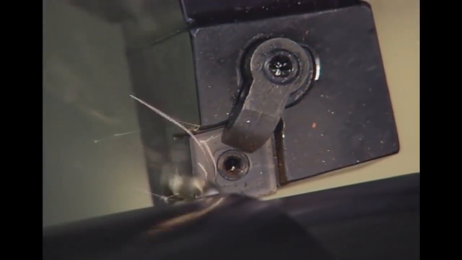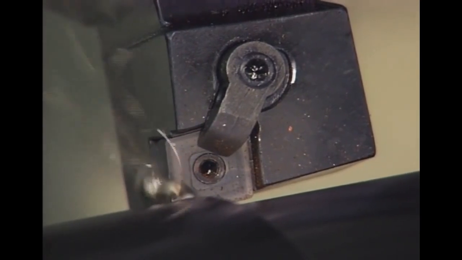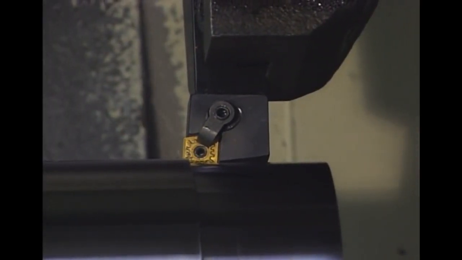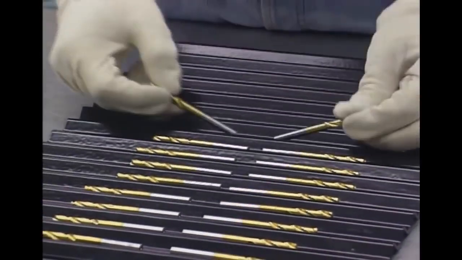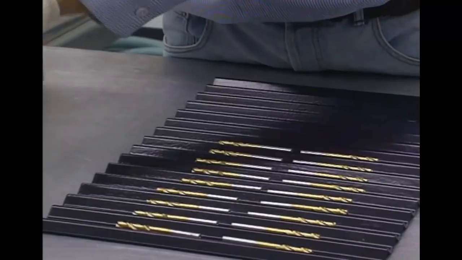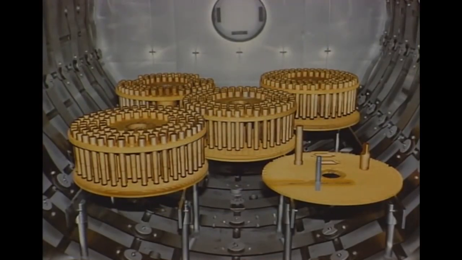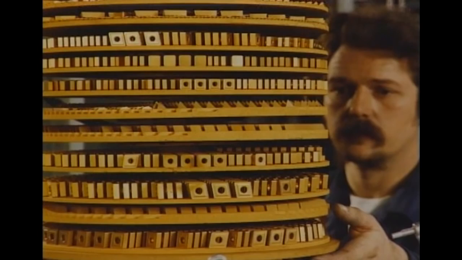Aluminum oxide and titanium carbide are very hard and chemically inert, and titanium nitride minimizes friction. For an appropriate coating, the coating material must adhere or bond strongly to the carbide tool surface. The 2 major coating methods are chemical vapor deposition and physical vapor deposition. The chemical vapor deposition process takes place at about 1000 degrees centigrade and is typically required for the multi-layer coatings.